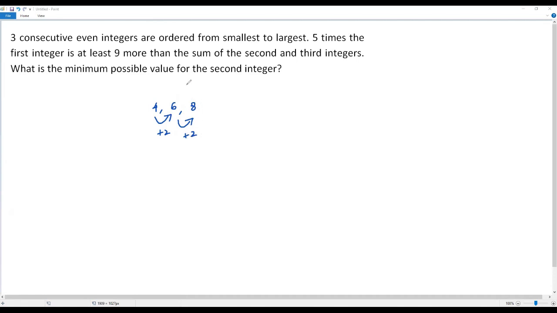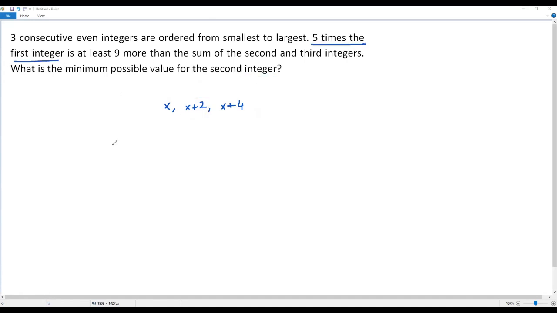Okay, for the given scenario, I do not know what is the smallest even integer. Let me assume x as the smallest even integer. Then to get the consecutive even integer, we have to add 2 to this x. Then I'm getting x + 2. From x + 2, to get the consecutive even integer, I have to add 2 to this one. Then I'm getting x + 4. Here we have 3 consecutive even integers. In this one, x is the smallest one and x + 2 is the second integer. According to the question, we have to find the minimum possible value for this x + 2, which is the second integer.